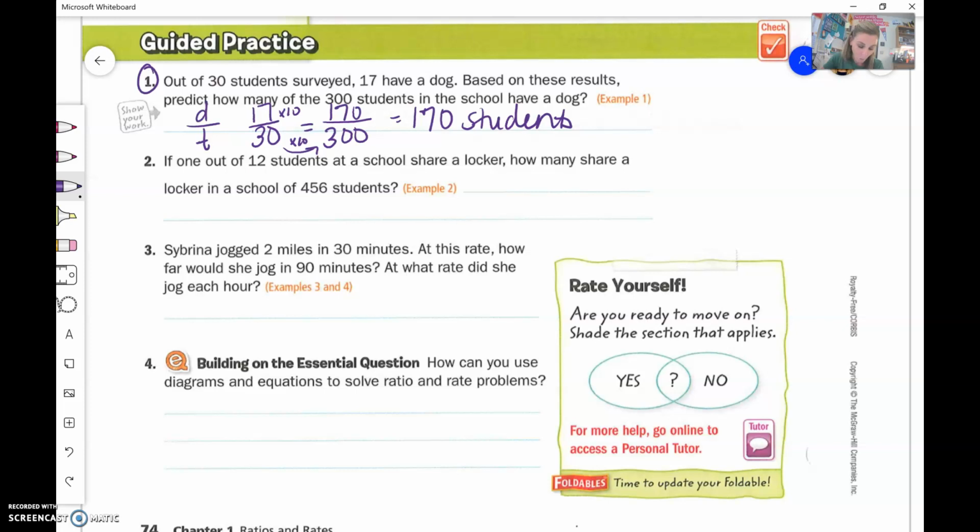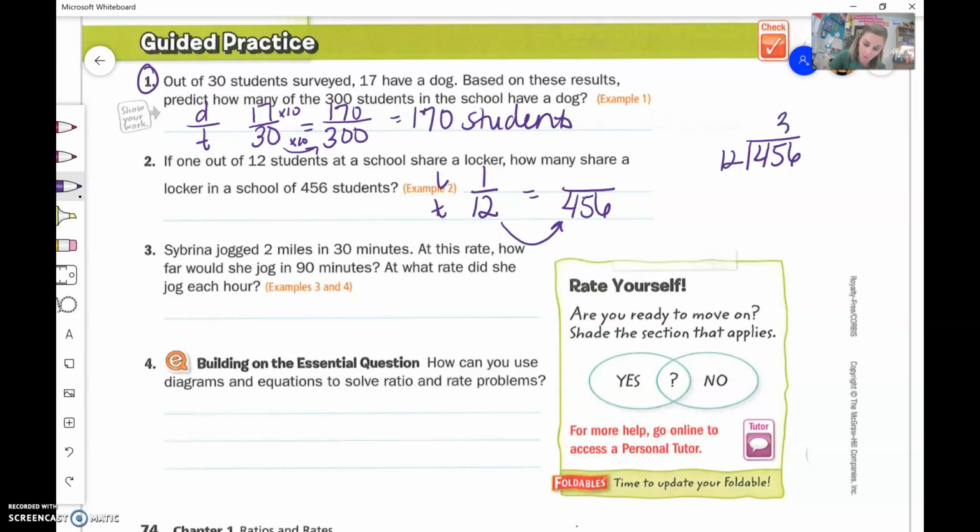All right, if 1 out of 12 students at a school share a locker, how many share a locker in a school of 456? So 1 out of 12, so this is shares a locker. This is total students, and this is shares a locker. And then we have a total of 456 students. How do I get from here to here? Well, I'm probably going to have to start with dividing, because I don't know that off the top of my head. So 456 divided by 12.